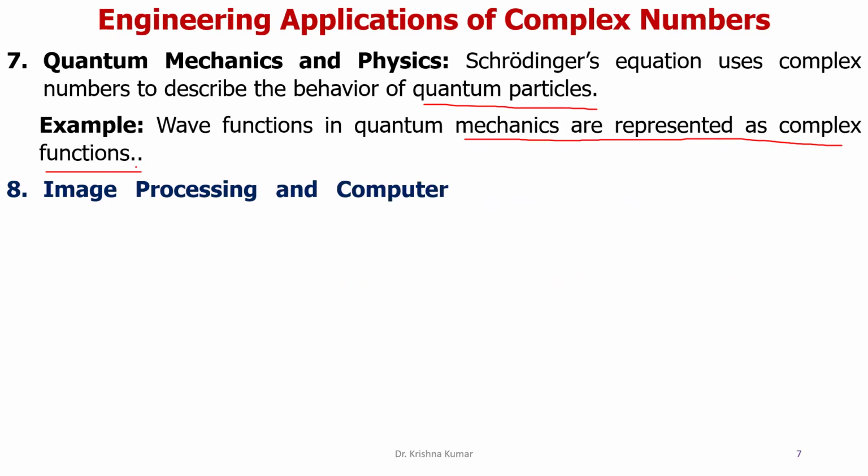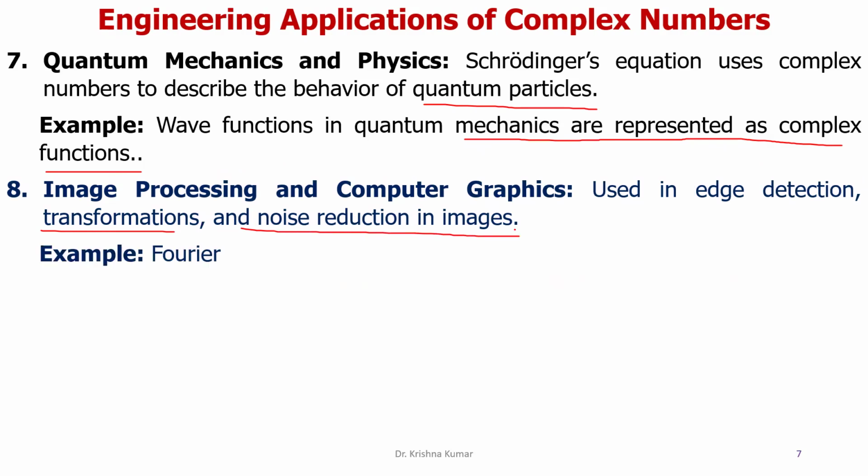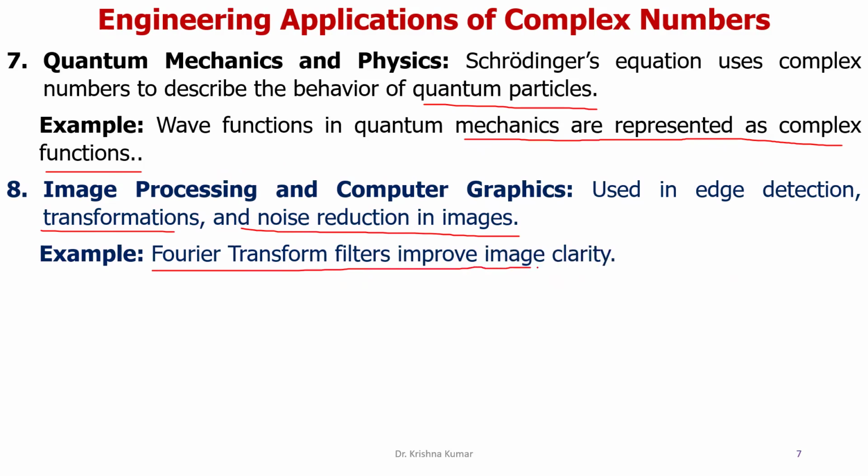Eighth application is in image processing and computer graphics. It is used in edge detection, transformations, and noise reduction in images. For example, Fourier transform filters improve image clarity.